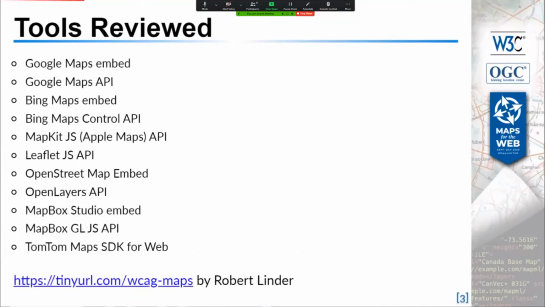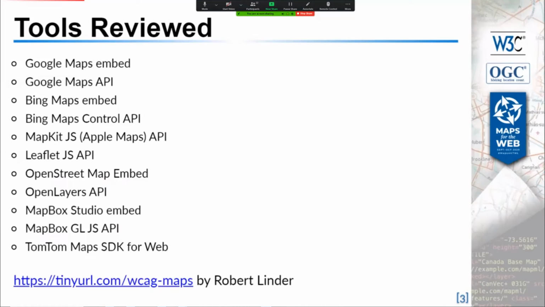The tools today include both widgets and libraries from vendors like Google, Bing, Apple, Mapbox, and TomTom, as well as some open source solutions with OpenStreetMap tiles. For a full breakdown of how each tool measures up and the details of each criterion, please visit Robert Linder's full evaluation at tinyurl.com/wcag-maps. Robert is a member of the Mapser HTML community group, and his contributions have been invaluable.